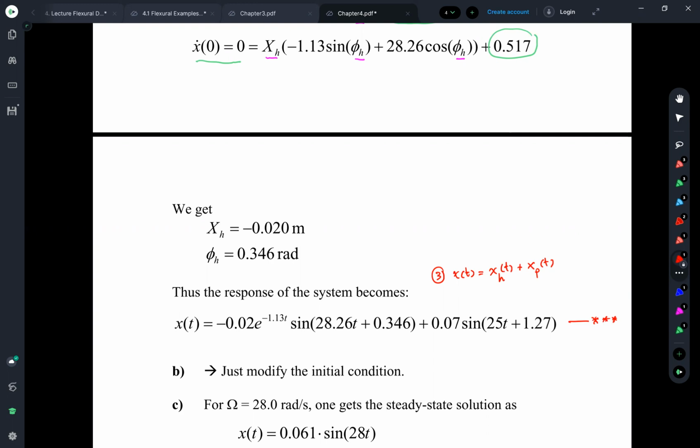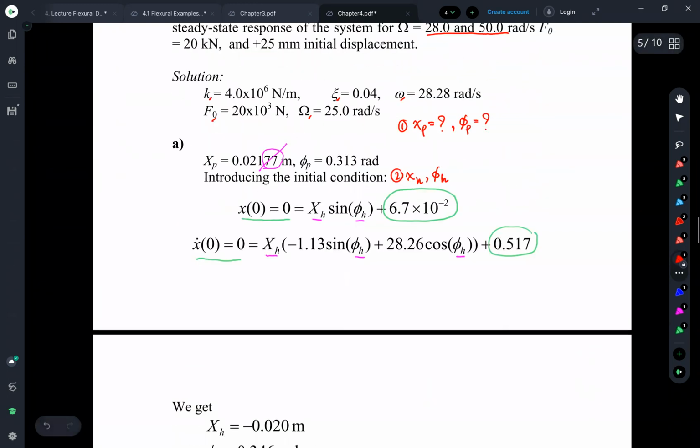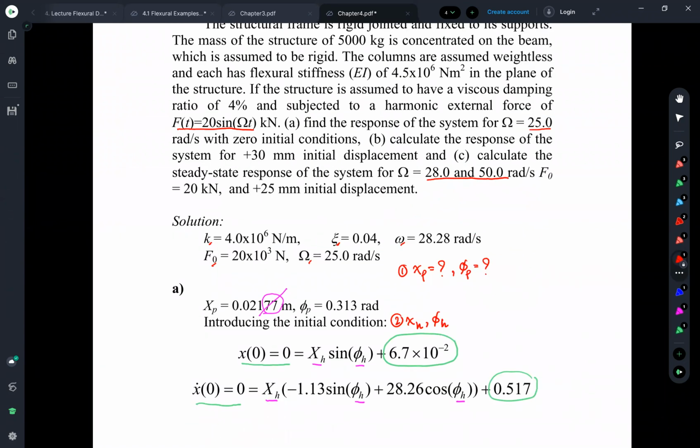Question B. They just ask you to calculate the response of the system again for a different initial condition. We have the 30 millimeter initial condition as in here, right? When it says something like this, it's implied that the velocity is zero. Initial displacement only is applied to the building. So at time t0, the velocity of the building can be set to be zero.